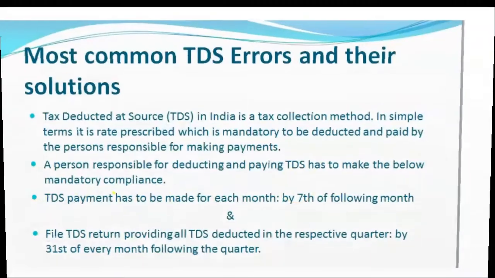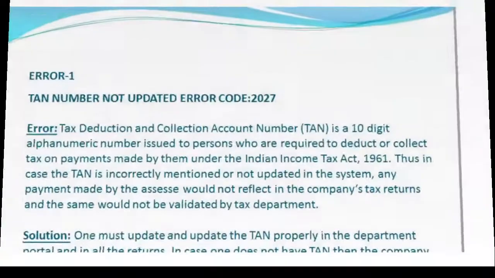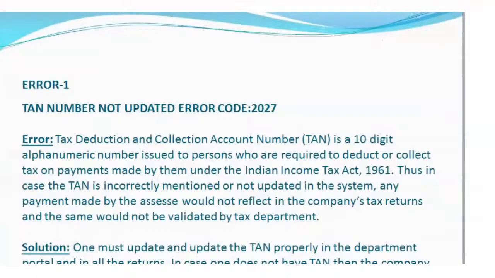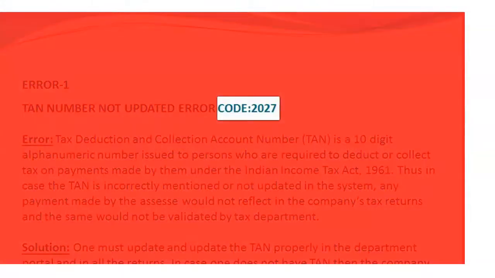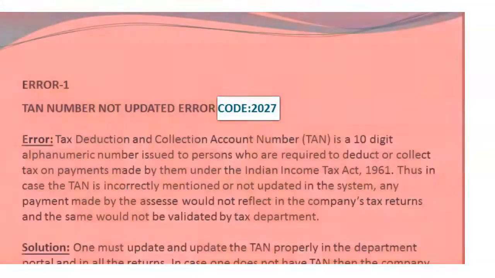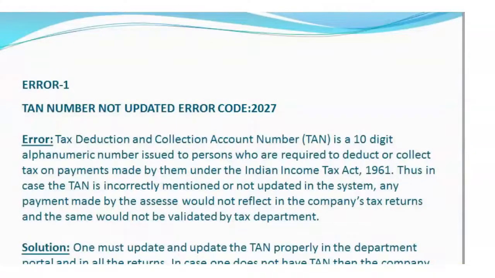Now we will discuss error 1, which is of TAN number not updated, and the error code is 2027. Tax deduction and collection account number, that is TAN number, is a 10-digit alphanumeric number issued to persons who are required to deduct and collect the tax on payments made by them under the Indian Income Tax Act 1961.